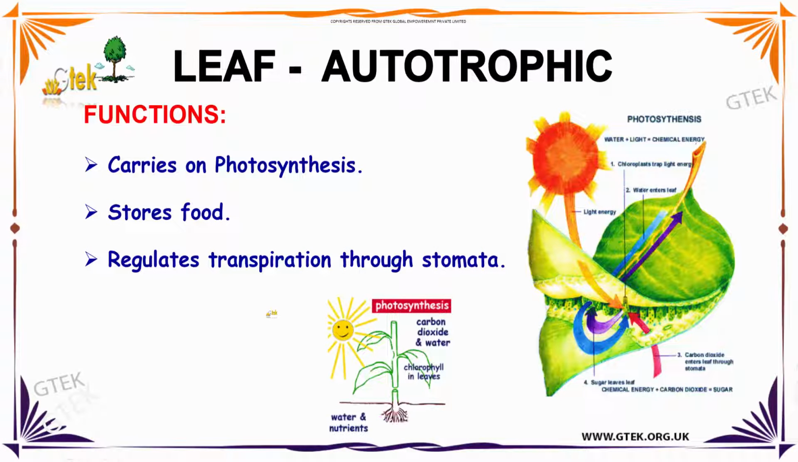Let us talk about the leaf, which acts as an autotroph. The functions of leaves are: it carries out photosynthesis, it stores the food, and it regulates transpiration through stomata.